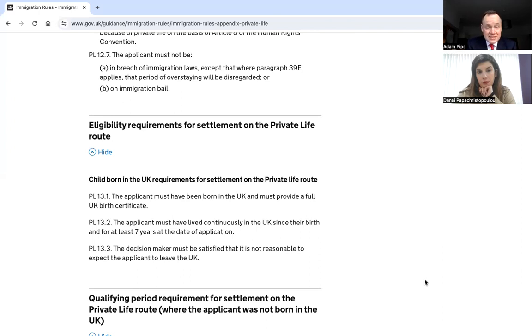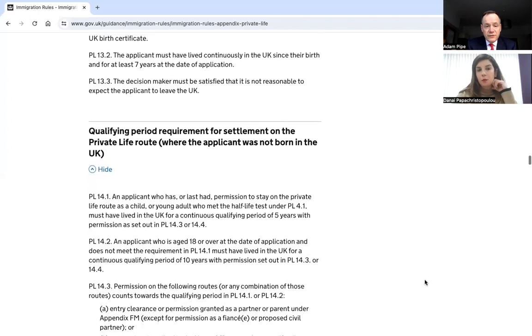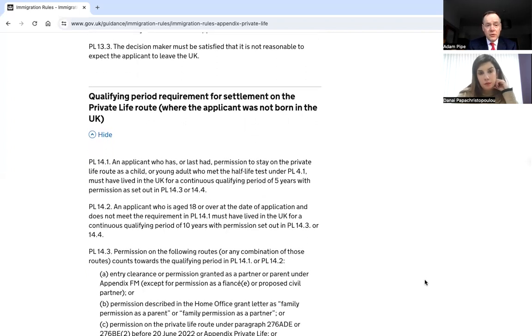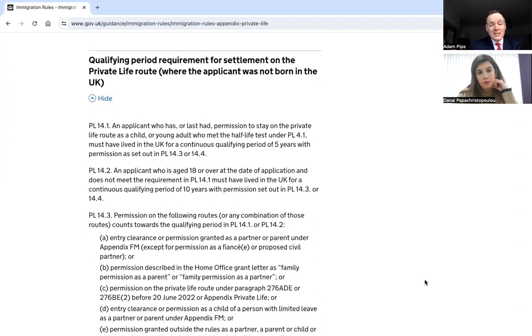They can apply after 7 years for immediate settlement, as long as you can show it's not reasonable for the applicant to leave the UK. Then 14.1, we are going to spend some time on this, which is the qualifying period requirement for settlement on the private life route where the applicant was not born in the UK. An applicant who has or last had permission to stay on the private life route as a child or young adult who met the half the life test under PL 4.1 must have lived in the UK for a continuous qualifying period of 5 years with permission as set out in PL 14.3 or 14.4.